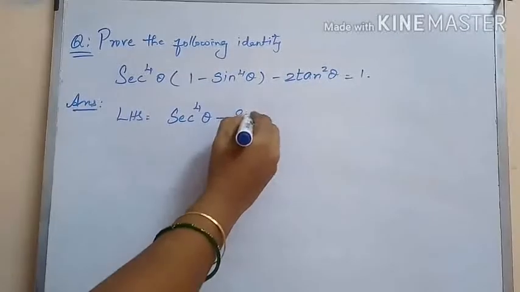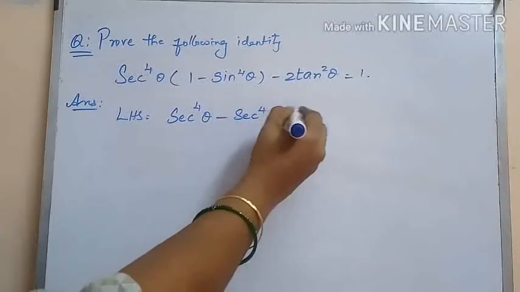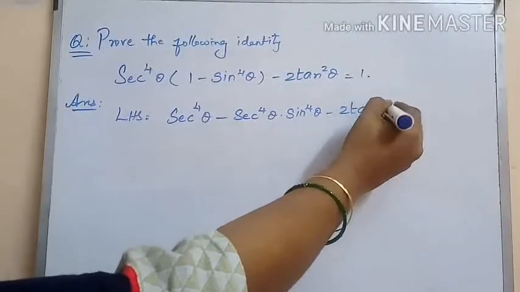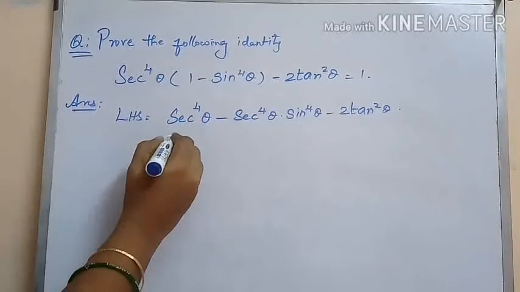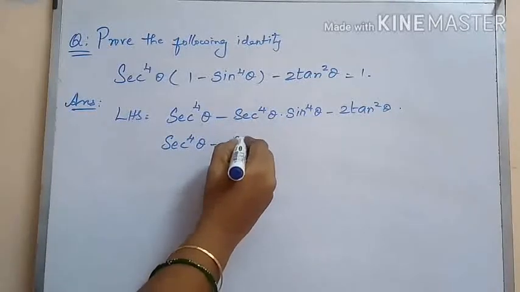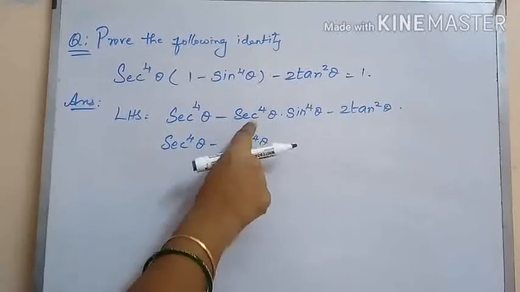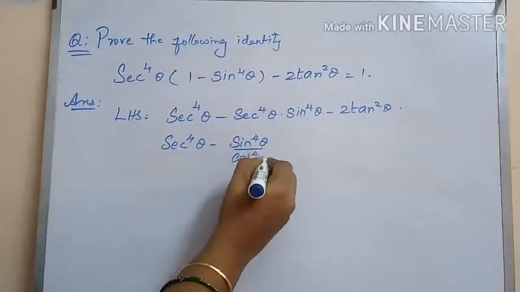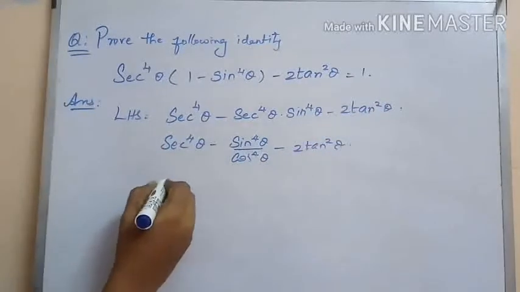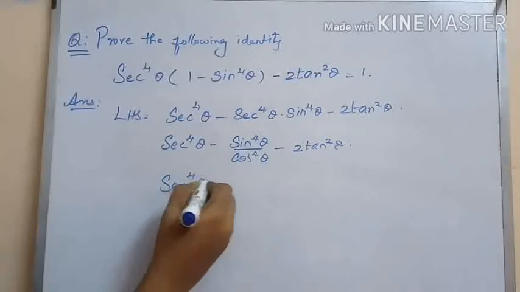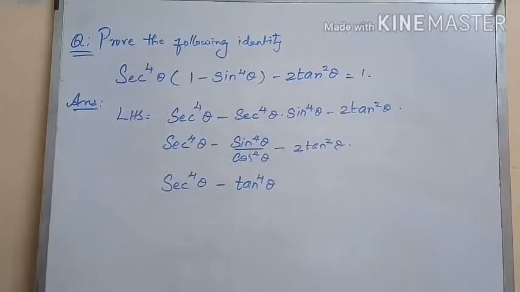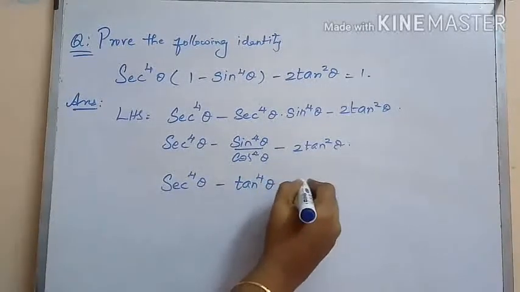Here we can write the LHS as secant to the power of 4 theta minus secant power 4 theta into sine power 4 theta minus 2 tan square theta. In the next step, we can write secant power 4 theta minus sine power 4 theta by cos power 4 theta. This secant power 4 theta can be written as 1 by cos power 4 theta minus 2 tan square theta. Secant power 4 theta minus tan power 4 theta minus 2 tan square theta.